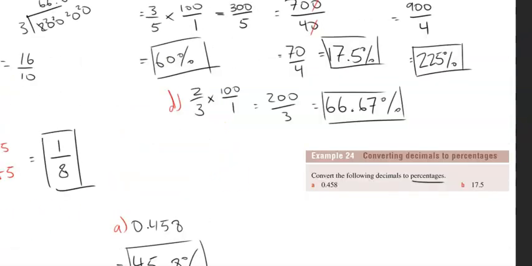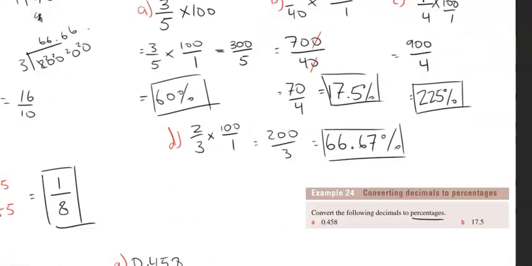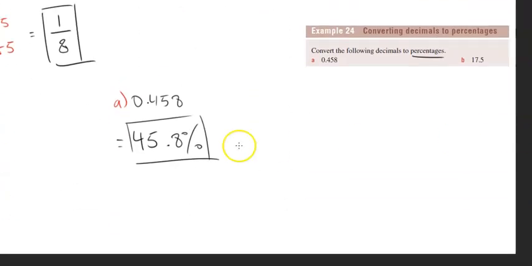So here you can see in the previous examples, there's all these lines that you got to work out with a little pesky division. Here you just move the decimal point to the right twice. And that's what we did to get it in a percentage format.